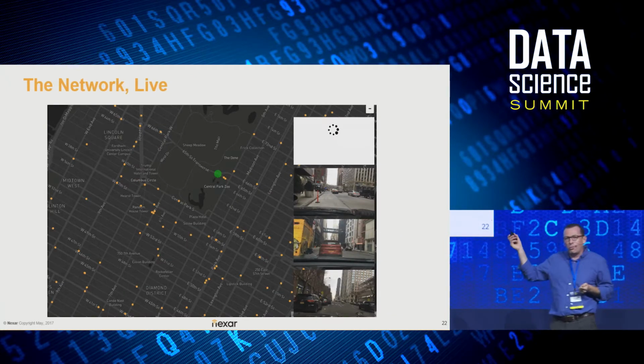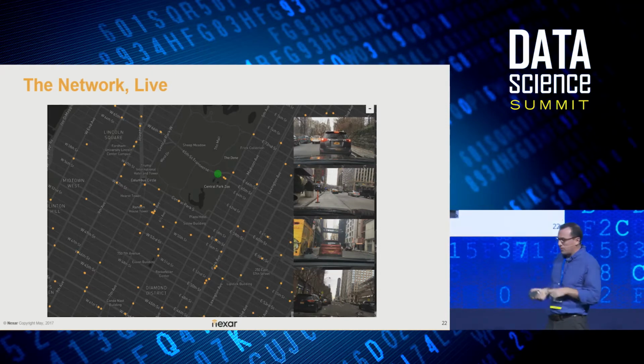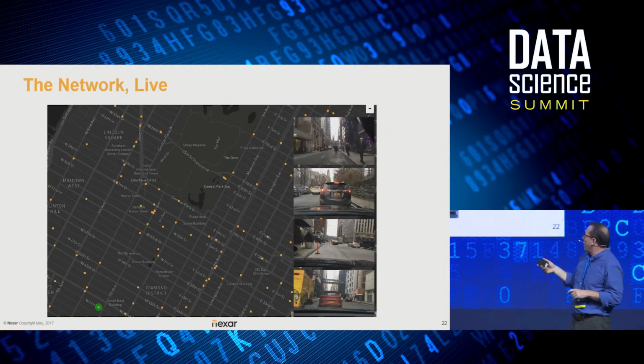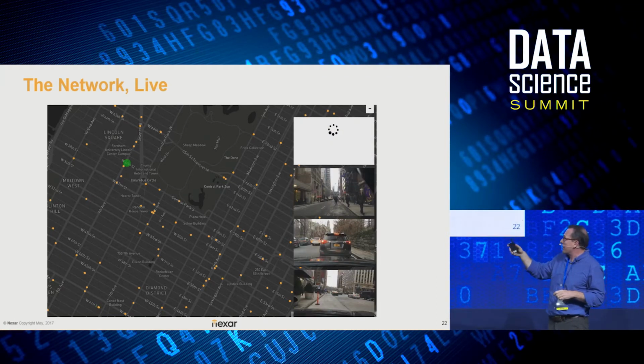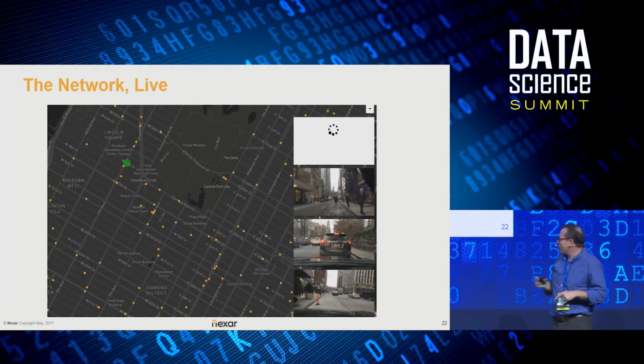And this is how we look at the network. This is one of our monitoring tools, and it shows you the different vehicles in New York. Each dot is a vehicle located on the map. On the right-hand side, you can see what these vehicles are viewing. This is, of course, a capture of a live view from a few months ago.